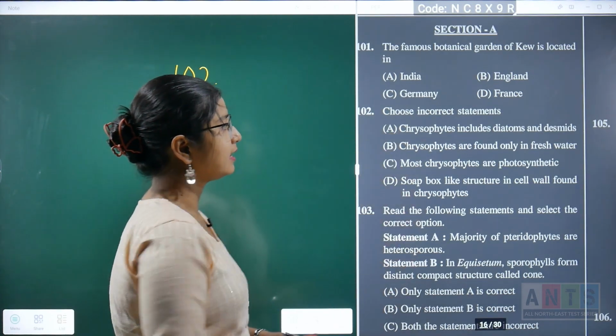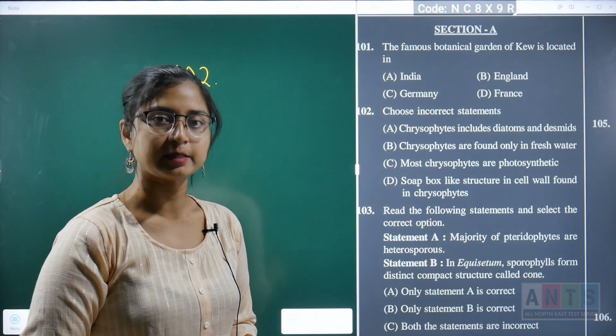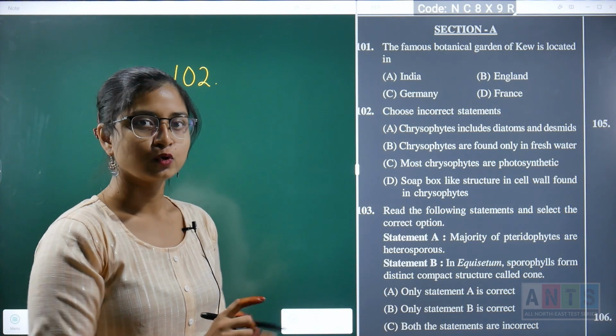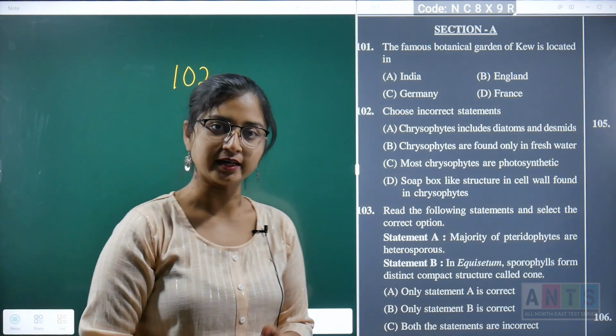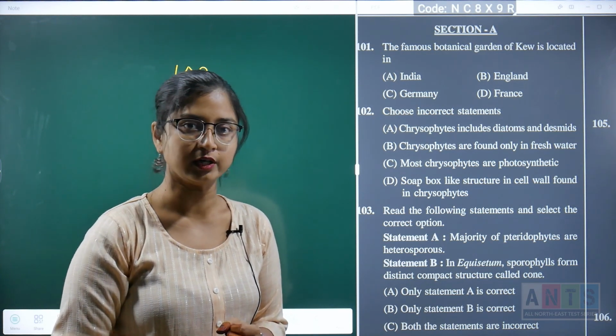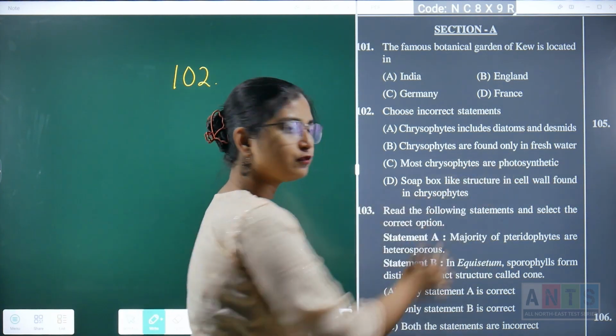So, statement A, chrysophytes includes diatoms and desmids. This particular statement is correct. Chrysophytes are found only in fresh water. So we know that chrysophytes are aquatic in nature and they are found in both freshwater and marine water conditions. But in this particular statement, they have mentioned only in freshwater.